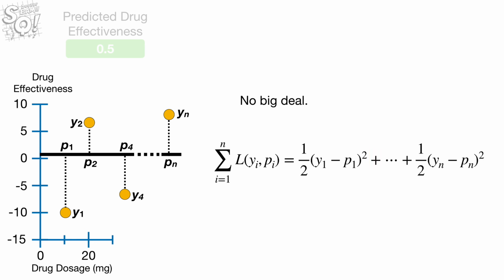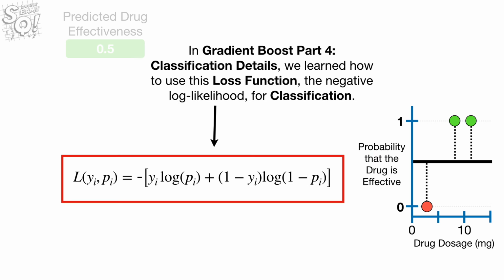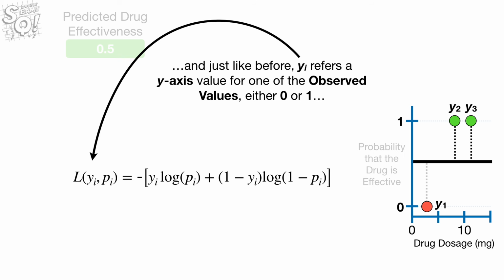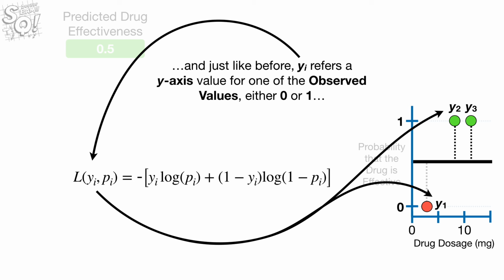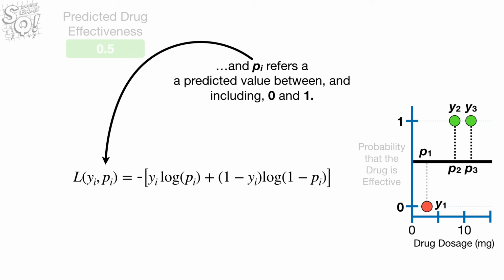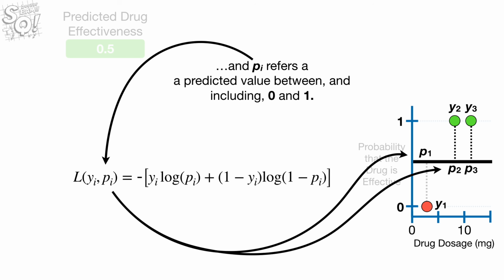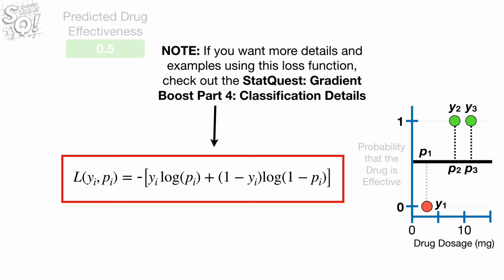No big deal. In Gradient Boost Part 4, Classification Details, we learned how to use this loss function, the negative log likelihood, for classification. And just like before, y sub i refers to a y-axis value for one of the observed values, which is either 0 or 1, and p sub i refers to a predicted value between and including 0 and 1. Note, if you want more details and examples using this loss function, check out the StatQuest, Gradient Boost Part 4, Classification Details.